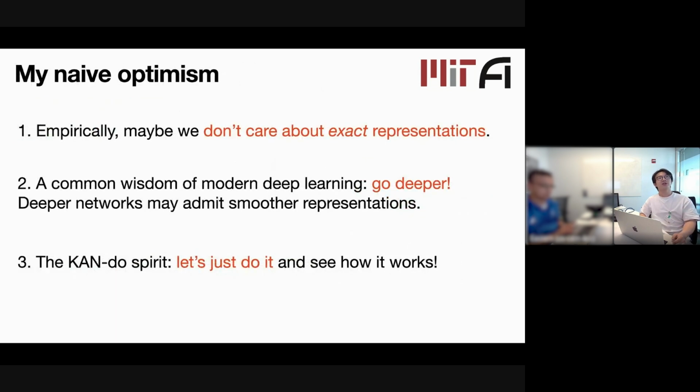However, we are more naively optimistic about the usefulness of this theorem. To start off, empirically, maybe we don't care about exact representations, because sometimes approximate representations would suffice. Secondly, a common wisdom of modern deep learning is that shallow networks are not that expressive. You can basically just stack more layers and go deeper. Deeper networks will have magical expressive power and will probably admit smoother representations.